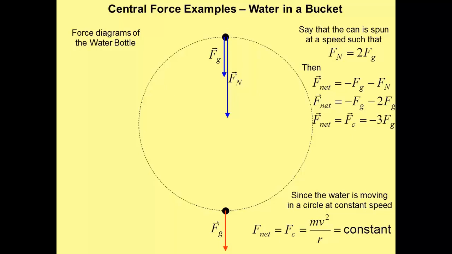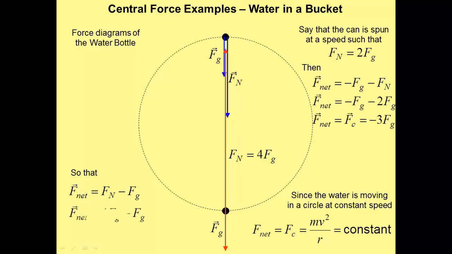Welcome back. Hopefully you said the normal force needs to be 4F_g. Why? Well, the net force would be F_N minus F_g. F_N is up, so it's positive. F_g is down, so it's negative, so we have to subtract the two. And if F_N is 4F_g, 4F_g minus F_g, that's right, it's 3F_g, the same centripetal force that we have at the top.